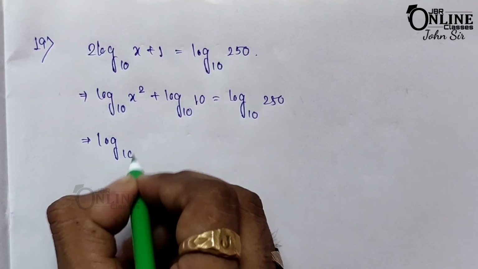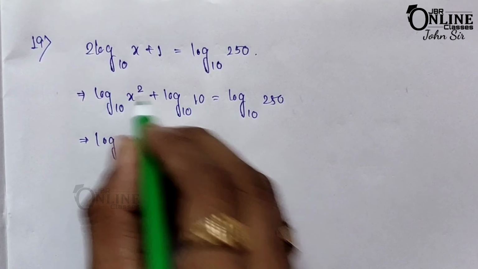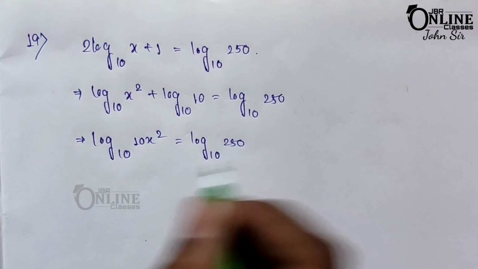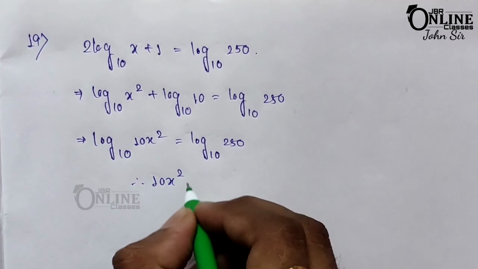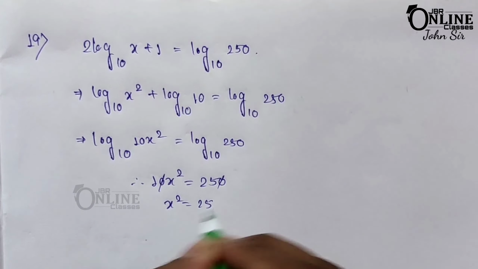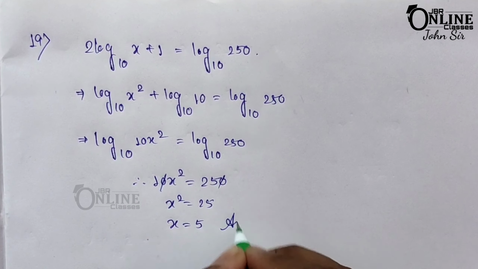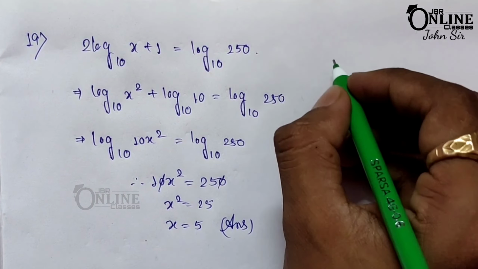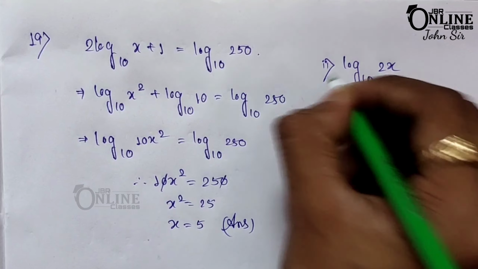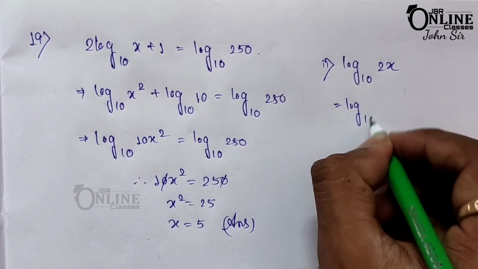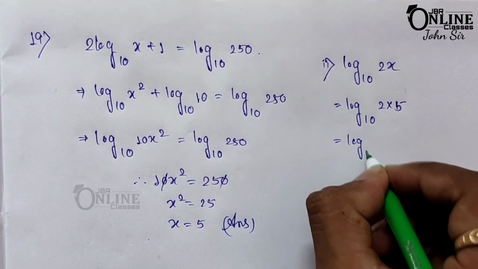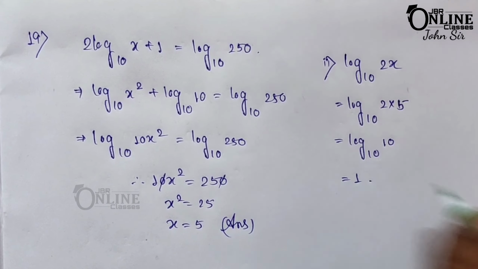So log 10 x square, x square multiplied with 10, that will be 10 x square, and here log 10 250. So by comparing both sides, 10 x square equals 250, then x square equals 25, and then x equals 5. So that is the first answer. Now the second one, you have to find log 10 2x. Log 10 2x means log 10, now 2x, 2 into 5, so that means log 10 10, which equals 1.